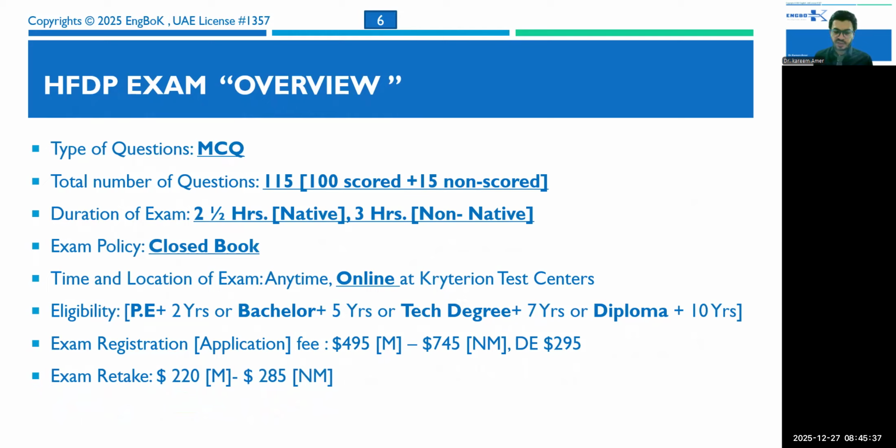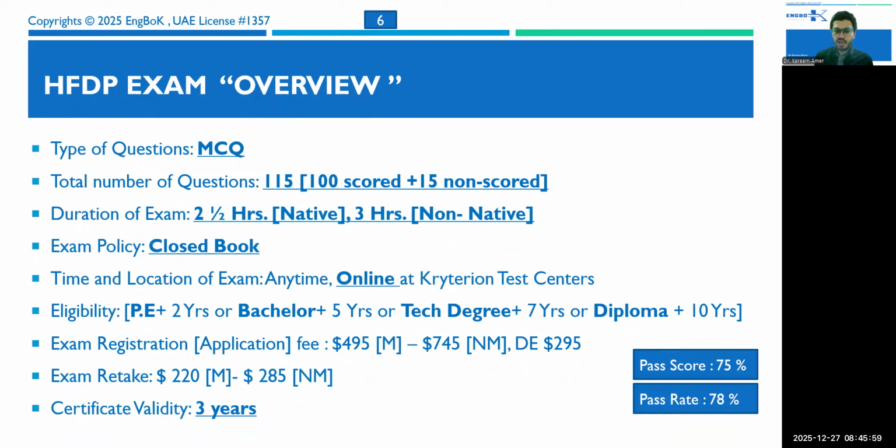Registration for the exam costs $495 for ASHRAE members and $745 for non-members. If you are from a developing country, you can pay just $295. For an exam retake, $220 for members and $285 for non-members. Certification is valid for 3 years. To pass the exam, you need a 75% score, and the passing rate to date is 78% of all candidates for the exam.